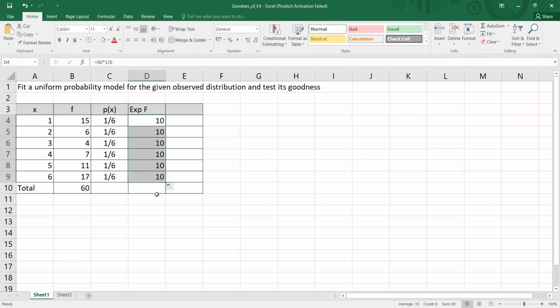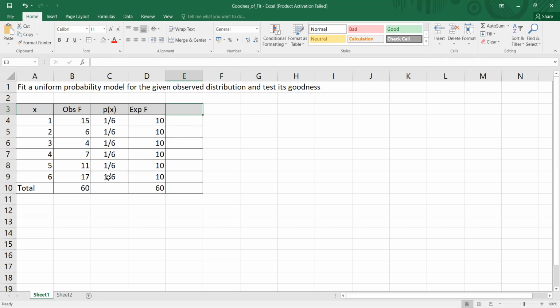And then the same numbers we have here, the total should be 60. So the total of expected frequency is 60 and the total of observed frequency is 50. This is the observed frequency, and here we have the expected frequency in the next column. This process is known as the fitting of the distribution.